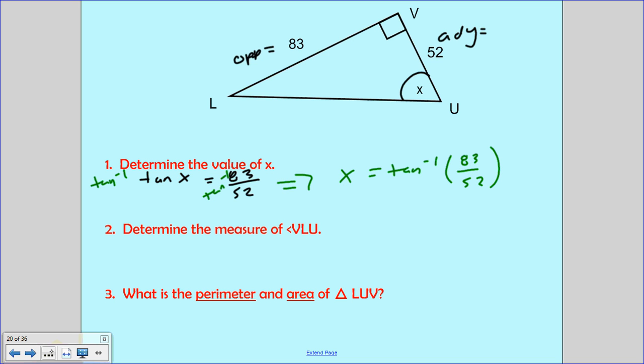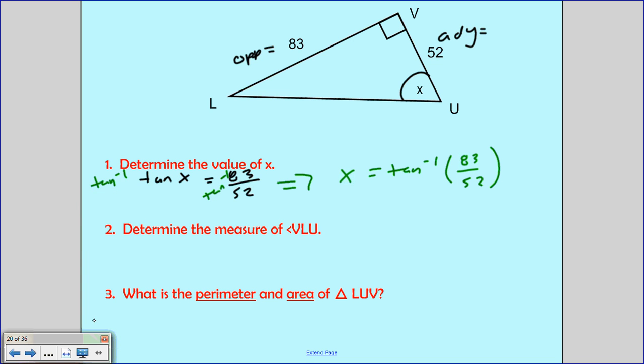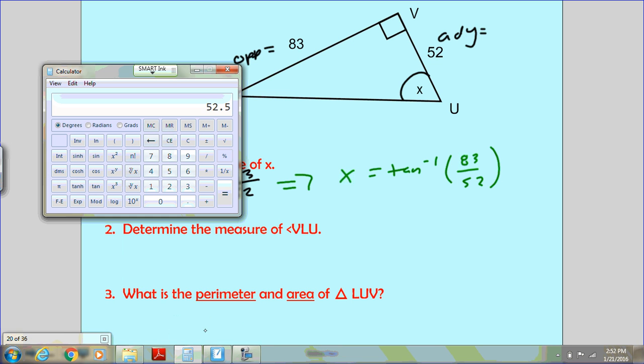And we need to grab our handy dandy calculator to compute this. First, 83 divided by 52. We get 1 point, whatever. Now we need to do the inverse tangent, which is here. So it's about 57.9 degrees.